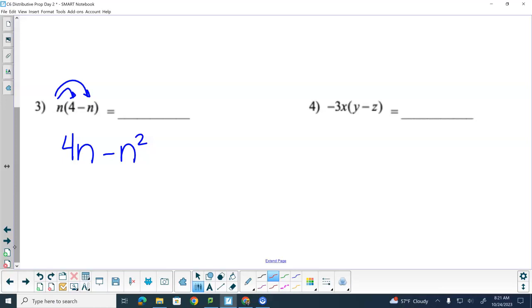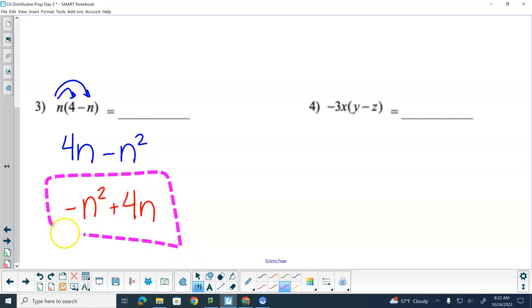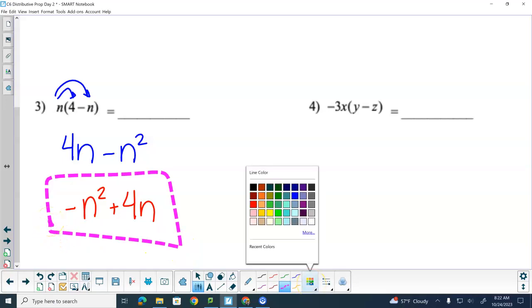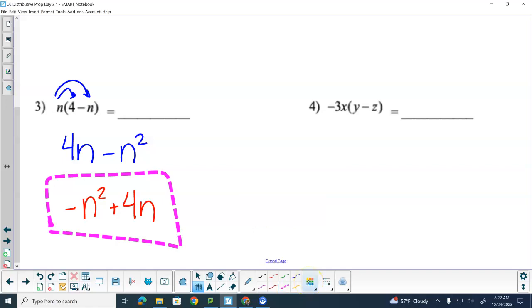Yeah. No. What did we talk about last week? Standard form of a polynomial or an expression, what comes first? The biggest exponent comes first. So we've got negative n squared plus 4n. Thank you, Mr. Yep, plus 4n. That would be standard form. So if we ask for it in standard form, those biggest exponents come first. Okay.